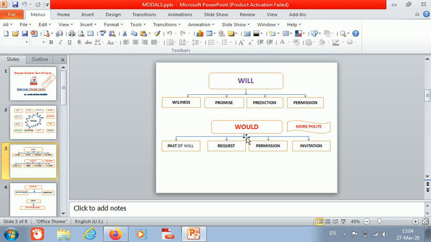The second one is would. First, it is the past of will, and would is more polite than will. So we use it in requests: would you help me please? In permission: would you allow me to go? Or invitation: would you come to my party? So it's very easy just to make the difference between the functions.